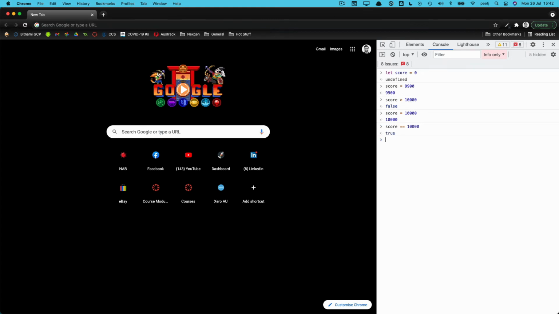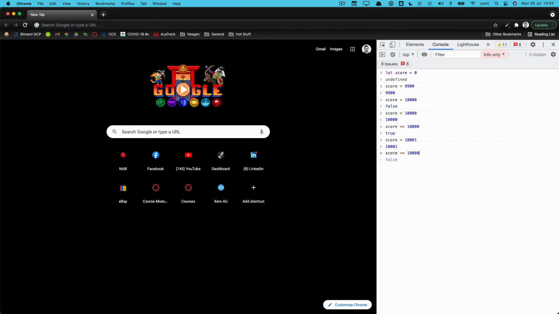remember your up arrow key. If you press that, you'll get the previous commands, so you won't have to keep on typing them. Just press that until you get the thing you want and just change it. Hit enter. Score now is equal to 10,001. So does score equal 10,000? No, it's false, of course.